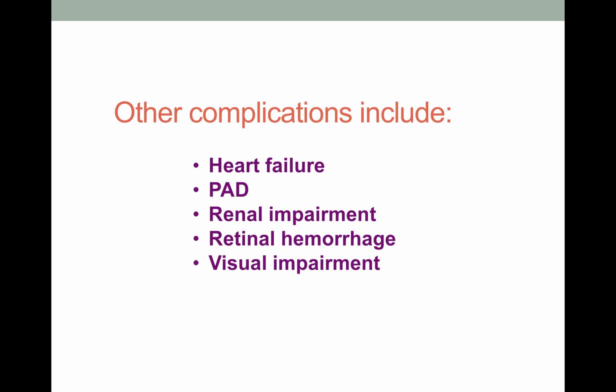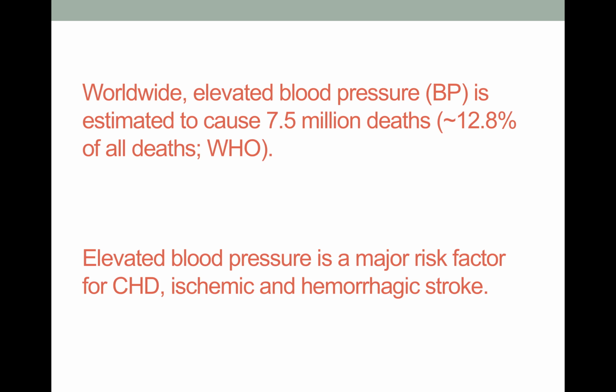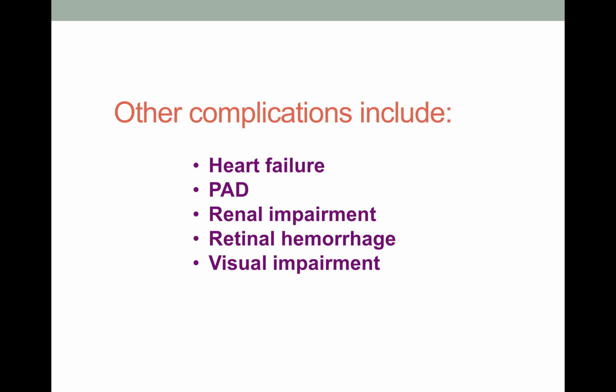Okay, so aside from those complications that we just talked about, so being a major risk factor for coronary heart disease, ischemic and hemorrhagic stroke, there are other comorbidities that seem to come with elevated blood pressure. So that is heart failure, so especially when we think about congestive heart failure, and remember that this really represents an ineffective pump, so the heart is not going to be effectively pumping blood out to the rest of the body. It's also involved with peripheral artery disease, so that is the accumulation of atherosclerosis in the peripheral vasculature.